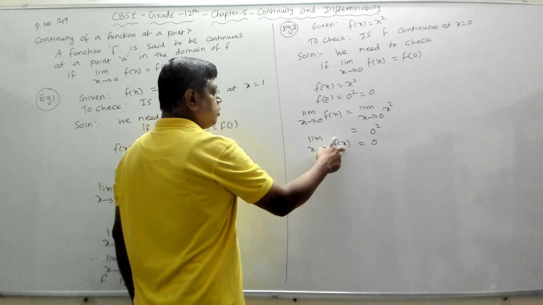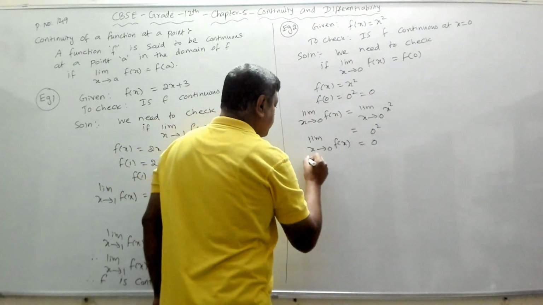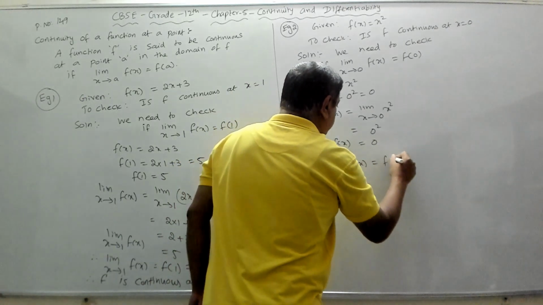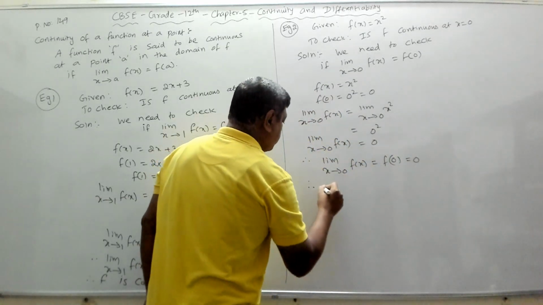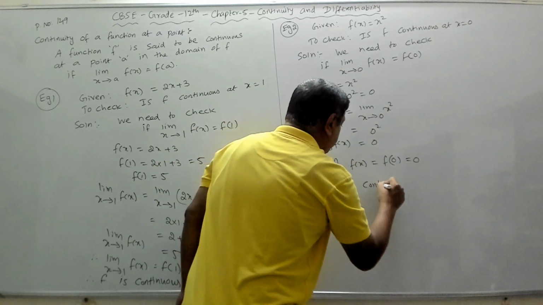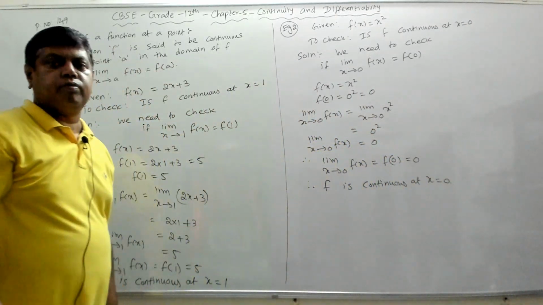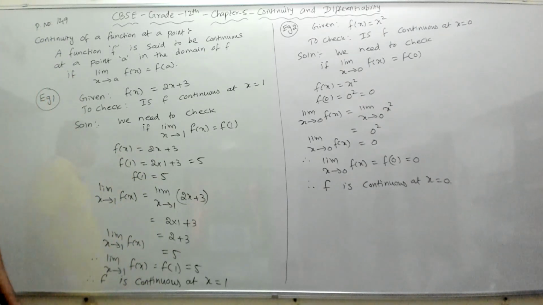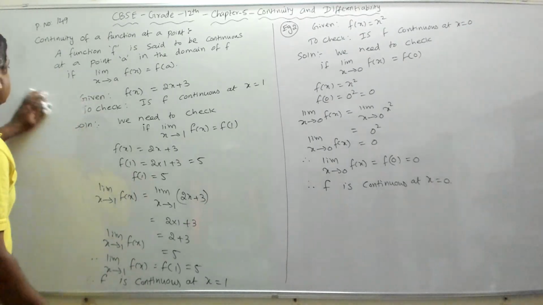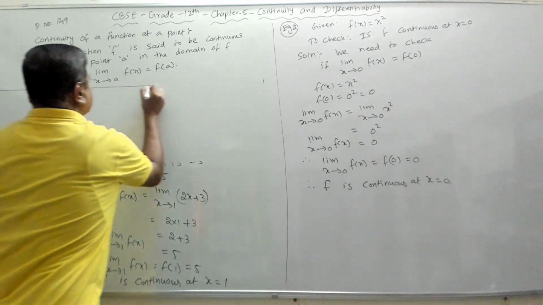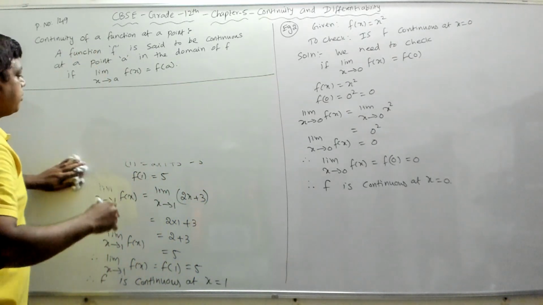So limit x goes to 0 f of x is 0, and f of 0 is also 0. Therefore, limit x goes to 0 f of x is equal to f of 0, and both are equal to 0. Therefore, f is continuous at the point x equal to 0. So this is a proof for the second problem. All of you can copy that. I'll erase this. We'll go to the third example. Let me put a line so that this is the definition of continuity of the function at a point.